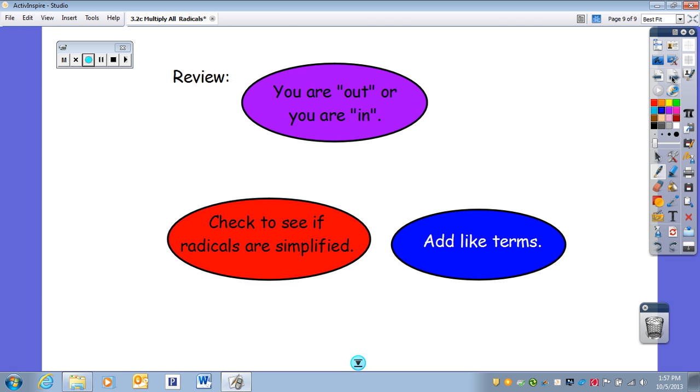So you're either going to be in or you're going to be out. So if you're a number outside the radical, you can either be multiplied or divided, and if you're inside the radical, you can be multiplied or divided, but we cannot multiply numbers that are outside times numbers that are inside. Please check to see if radicals are simplified, and then be sure to add or subtract like terms.